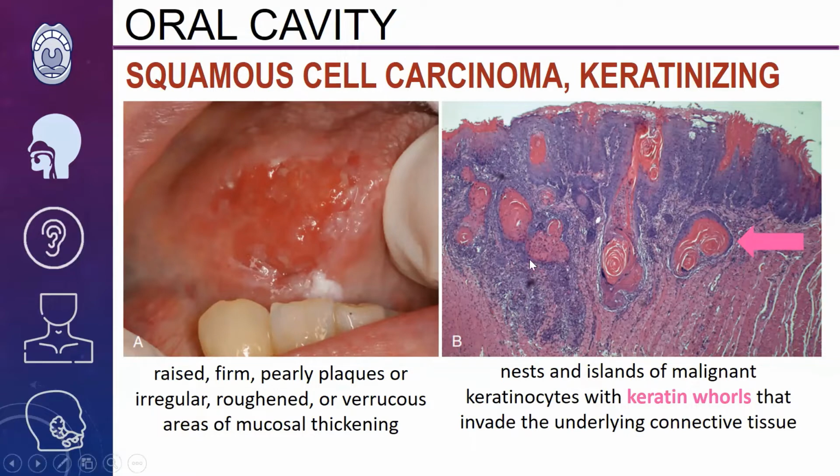Histological appearance demonstrates numerous nests and islands of malignant keratinocytes with keratin whorls that invade the underlying connective tissue stroma and skeletal muscle. Keratinizing SCCs begin as dysplastic lesions, which may or may not progress to full thickness dysplasia or carcinoma in situ before invading the underlying connective tissue.